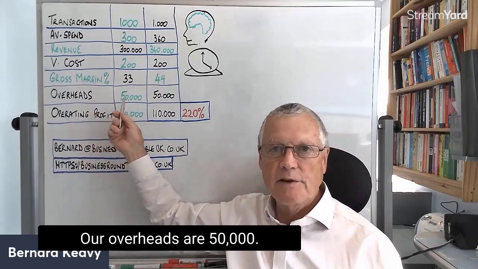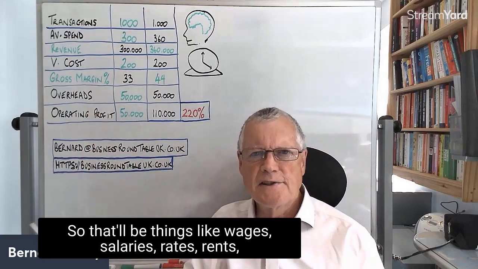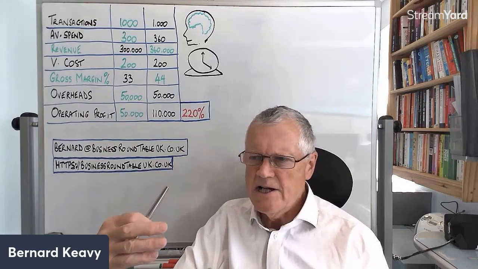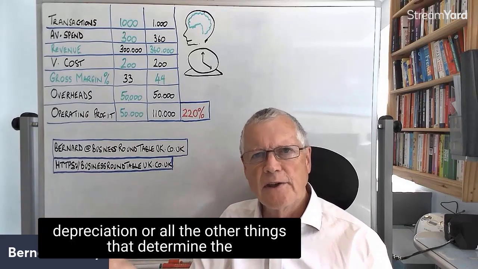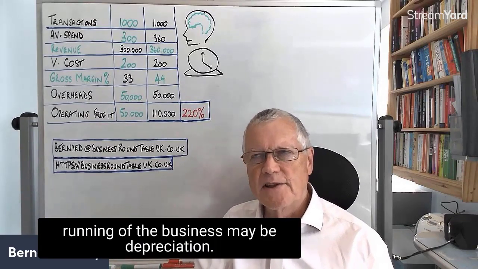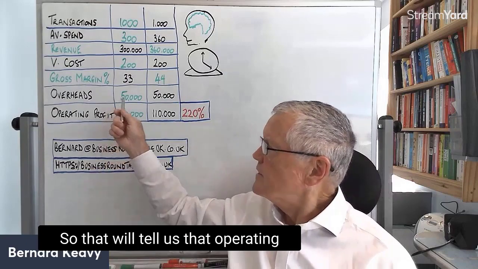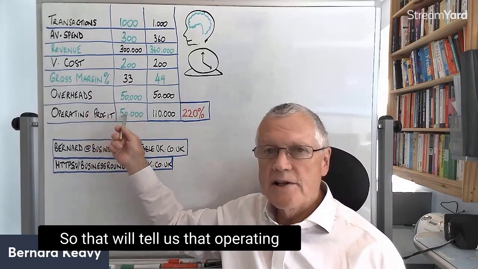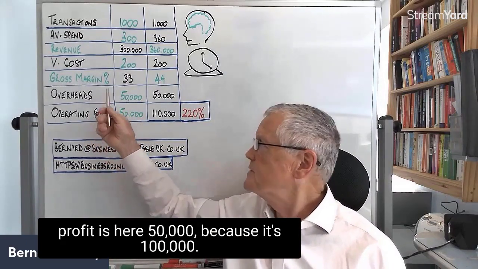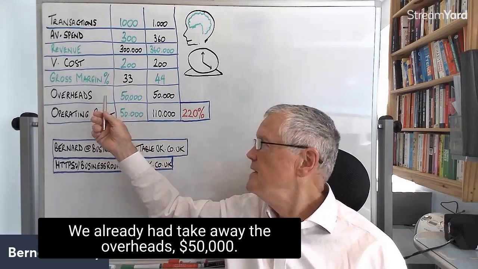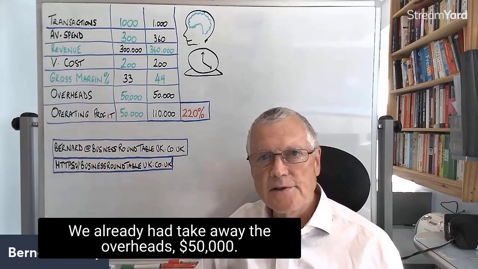Our overheads are 50,000. So that'll be things like wages, salaries, rates, rents, depreciation, or all the other things that determine the running of the business, maybe depreciation. So that'll tell us our operating profit is here 50,000, because it's the 100,000 we already had, take away the overheads, 50,000.